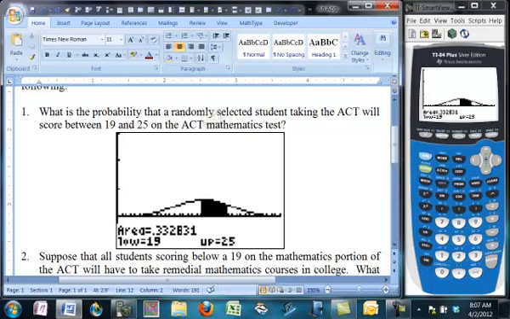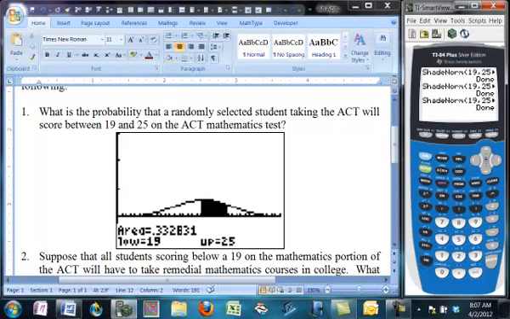By doing that drawing, by doing the shade, we can also find it without shading it. If we want to do probabilities, we want to just go here and go to normal CDF, and we tell it to go from 19 to 25 with our mean, M, and our standard deviation, S. And there we get the value there.